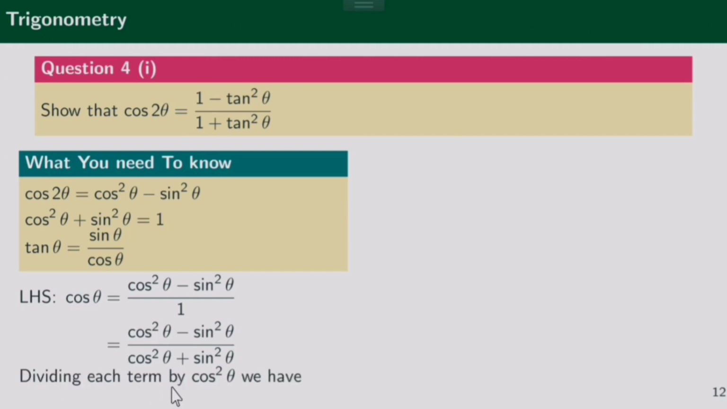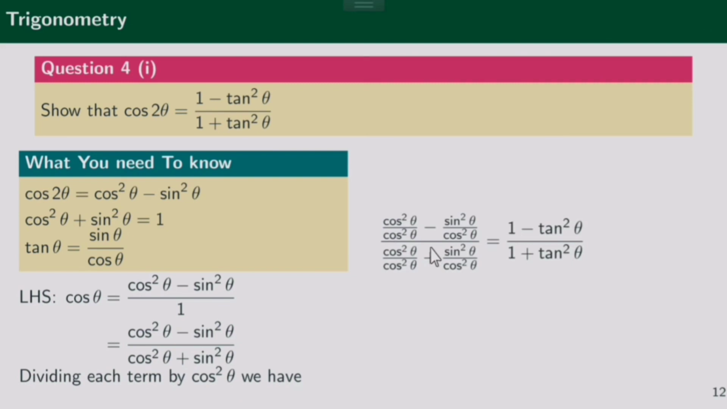So dividing each term by cos square theta, we have cos square theta divided by cos square theta equals sin square theta divided by cos square theta, plus sin square theta divided by cos square theta. I've divided each term by cos square theta. Those terms could still cancel out, and you come back to exactly the same expression.